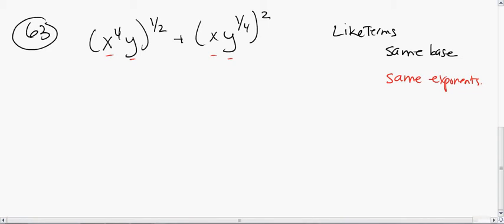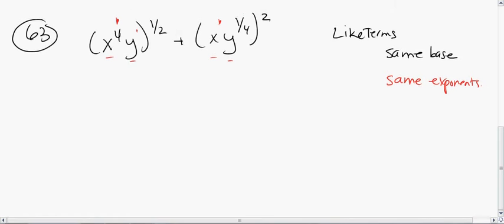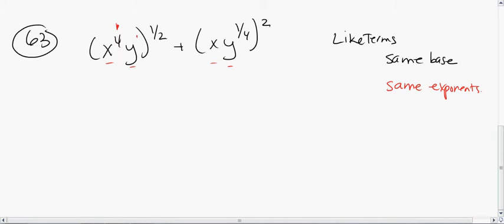Well, let's see. I've got x to the 4th and x to the 1, and then I've got y to the 1 and y to the 1/4, and then one of these is being squared and the other is being raised to the 1/2 power. So right now I don't have the same exponents, which means I don't have like terms. But maybe not all is lost. Maybe I could do something to get like terms.